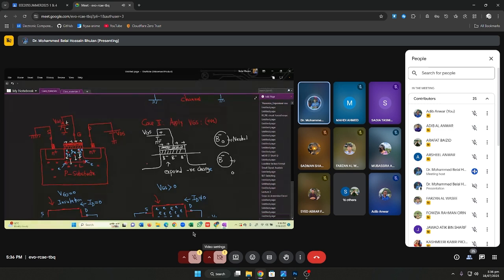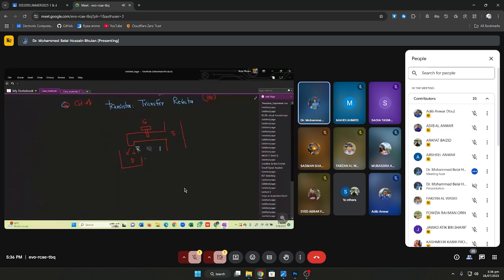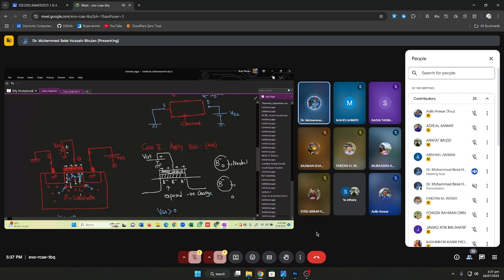Higher VGS, higher electron accumulation at the oxide semiconductor interface, or the channel region, is more. Because as you have applied higher voltage, that is going to attract more electrons.